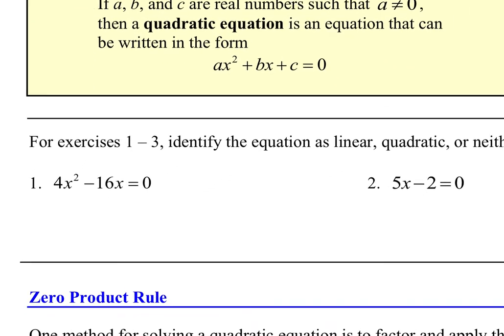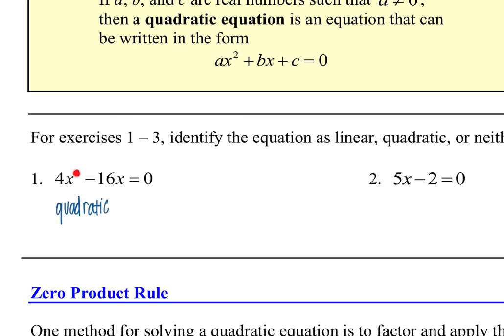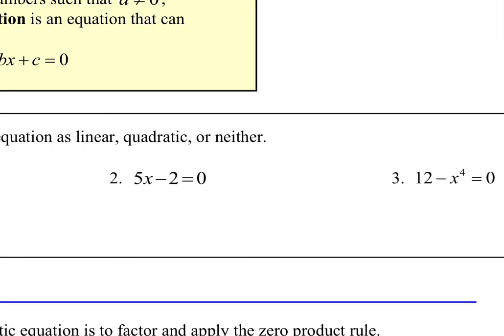Number 1 is a quadratic because we can see that our highest degree right here is 2. So with quadratics, you'll see a squared as your highest exponent for your variables. On number 2 over here, we have a linear equation because this x, first of all, is the only variable, and it has a power of 1. So when your highest power is just 1, then you have a linear equation.